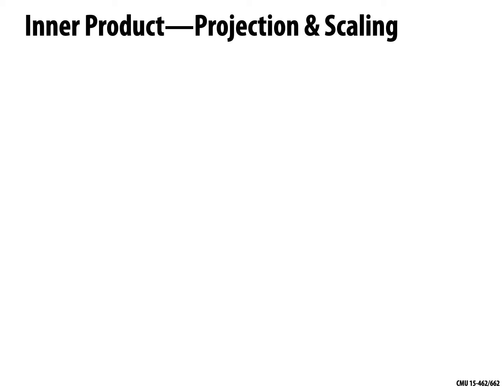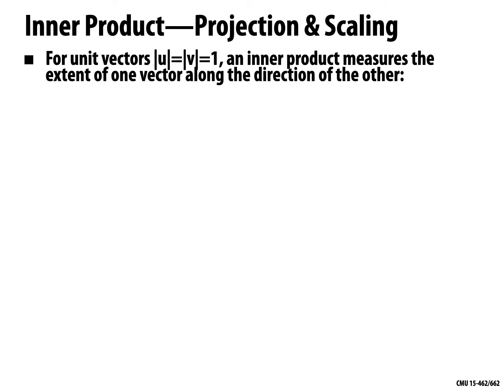What's another way we can think about inner products? Well, we can think about them in terms of projections. If we have, let's say, unit vectors, let's keep it simple. We have two unit vectors u and v. Then a geometric interpretation of the inner product is that it measures the extent of one vector along another. The inner product of u and v is the length of the projection of v onto the vector u. Can you convince yourself that's true?